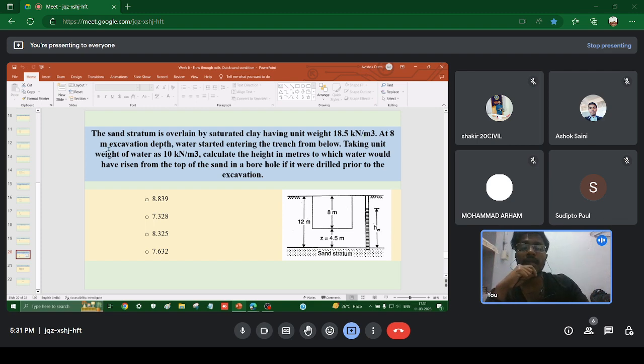At 8 meter excavation depth, water started entering the trench from below. Taking unit weight of water as 10 kilonewton per meter cube, calculate the height in meters to which water would have risen from the top of the sand in a borehole if it were drilled prior to the excavation. Is the question clear? You have to find HW over here.